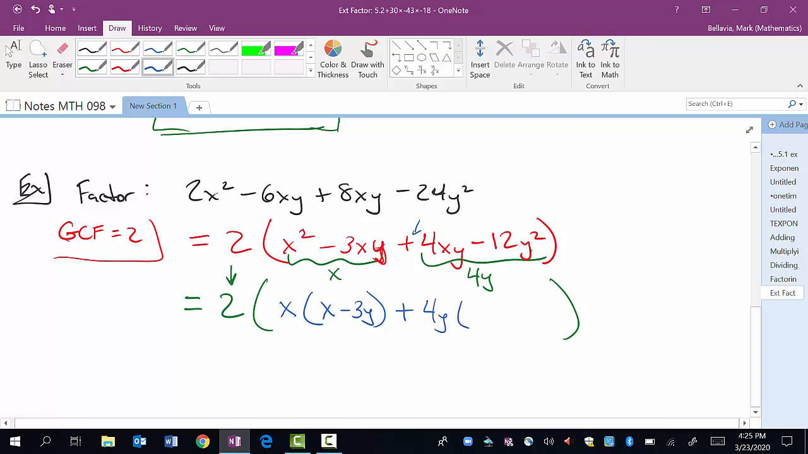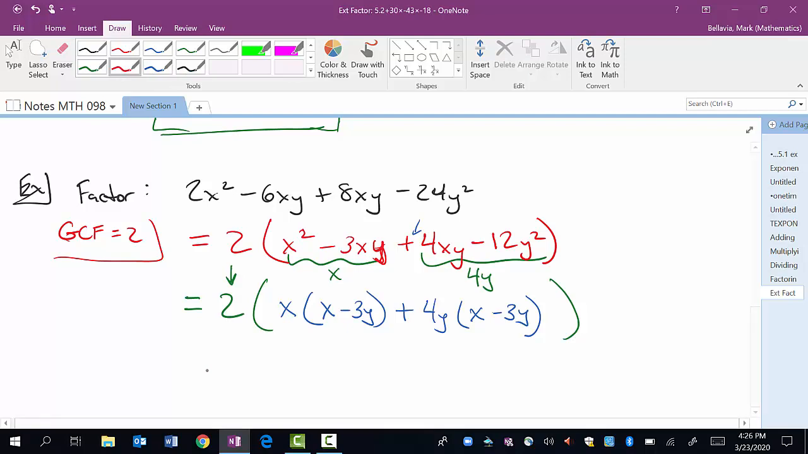When you factor out 4y from each term, 4xy factoring out 4y just leaves you with just x. Negative 12y squared, factoring out 4y. Negative 12 divided by 4, it's going to be a negative. 12 divided by 4 is 3. Y squared, taking out the y, leaves you minus 3y. Close that parenthesis. So you've got these big parentheses separating the 2, and then everything else in here is what you normally would do when you're grouping.